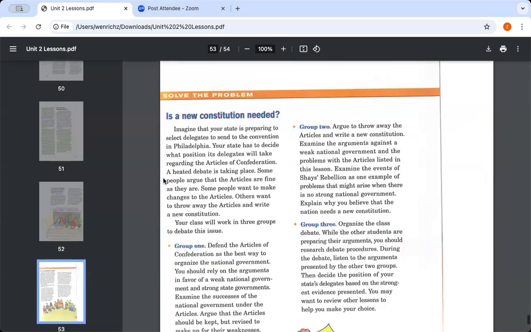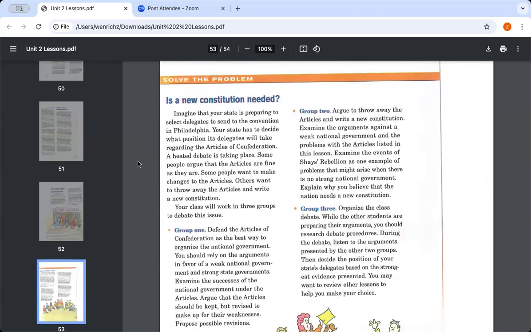And so what you'll have to do in your assignment is explain whether you would be in favor of reworking the Articles of Confederation, or would you be in favor of creating a new government. And that is the end of that lesson.